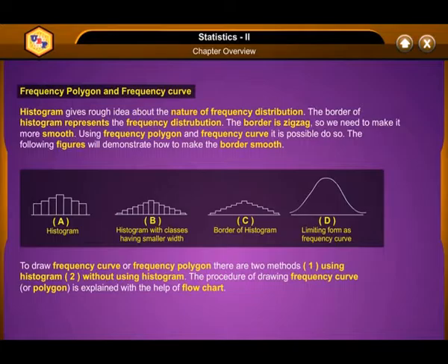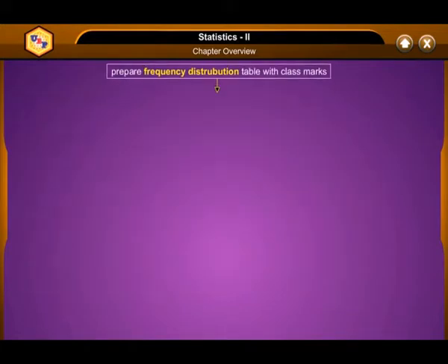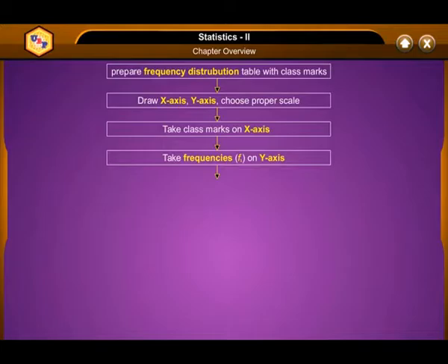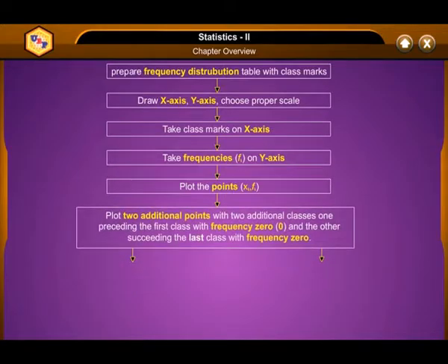The procedure of drawing a frequency curve or polygon is explained with the help of a flowchart. Prepare a frequency distribution table with class marks. Draw x-axis, y-axis. Choose a proper scale. Take class marks on x-axis. Take frequency f on y-axis. Plot the points (x, f). Plot two additional points with two additional classes, one preceding the first class with frequency 0, the other succeeding the last class with frequency 0.